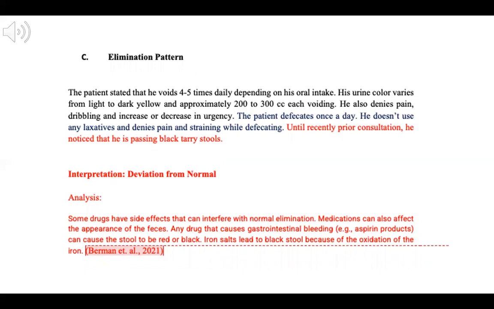Then next is the elimination pattern, that describes the pattern of excretory function of the bowel, the bladder, and the skin. And through this pattern, the student nurse determines the regularity, the quality, and the quantity of stool and urine, and some related data pertaining to elimination pattern.